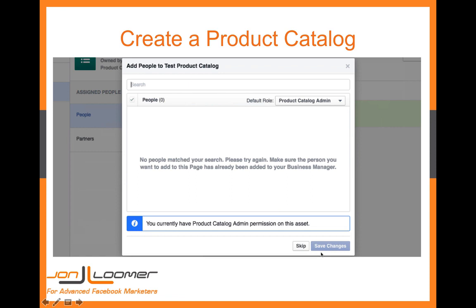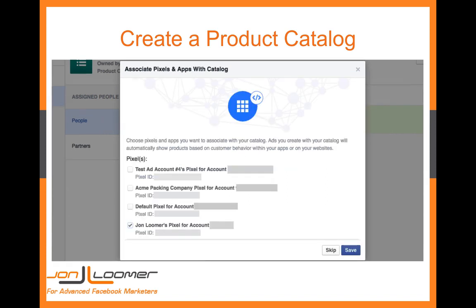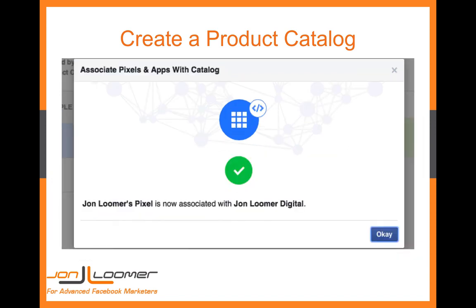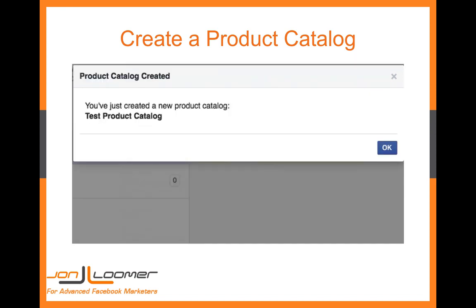You determine what people would have access to that product catalog if you want to do that. And you have to associate that with whatever pixels and apps you want to use with that catalog. So this is going to be important for the dynamic ad portion of this: you want to associate it with the proper pixel. And then you're done. You're done with creating that catalog. At least now we have to actually upload the file though.